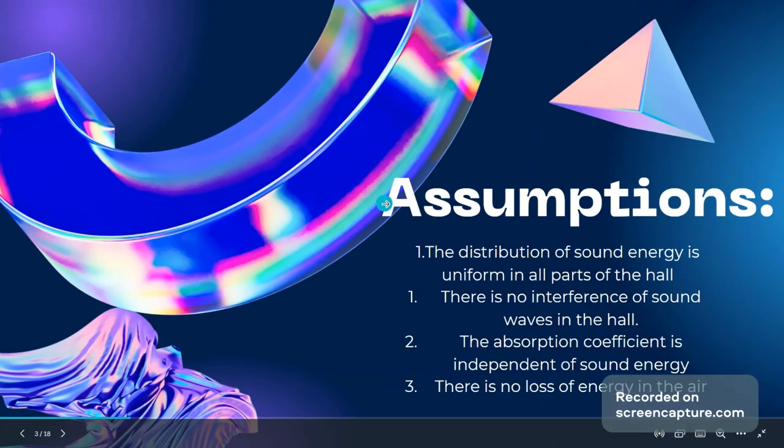There are some assumptions that are made before applying Sabine's formula. The distribution of sound energy is uniform in all parts of the hall. There is no interference of sound waves in the hall. The absorption coefficient is independent of the sound energy and also the frequency of the sound wave. There is no loss of energy in air.